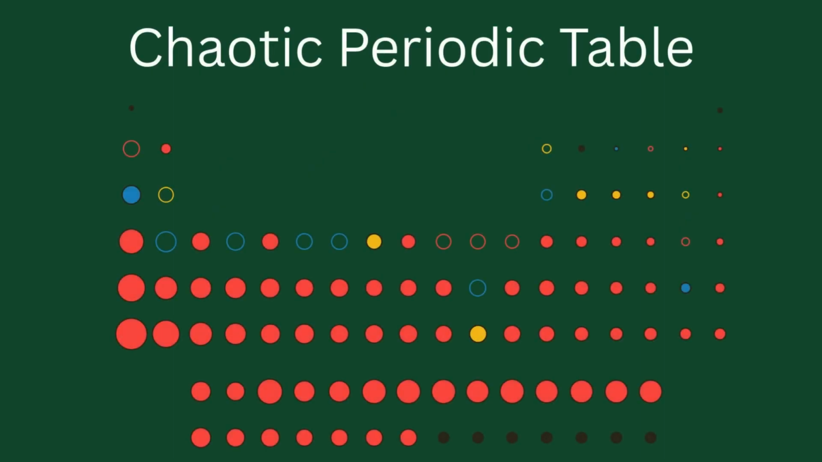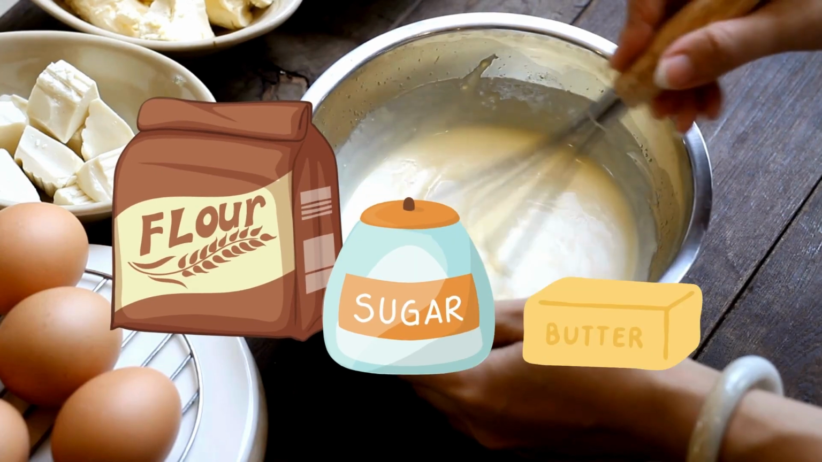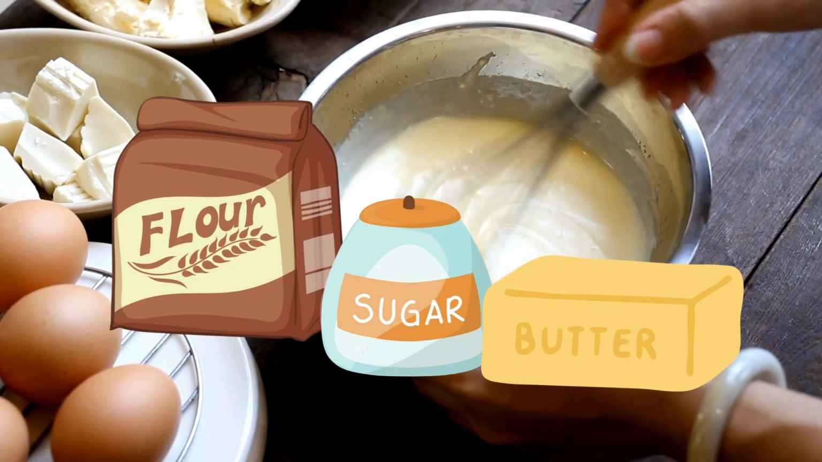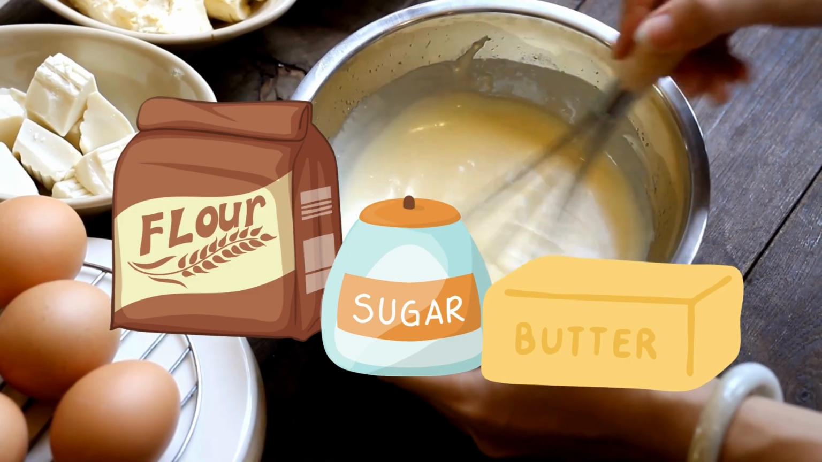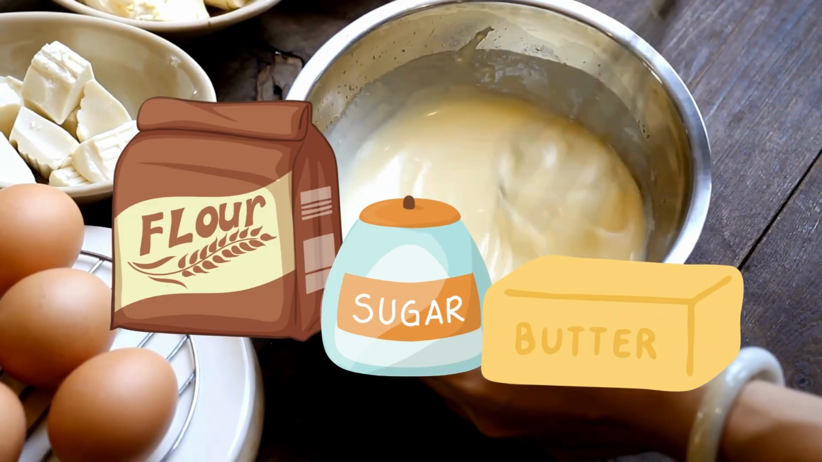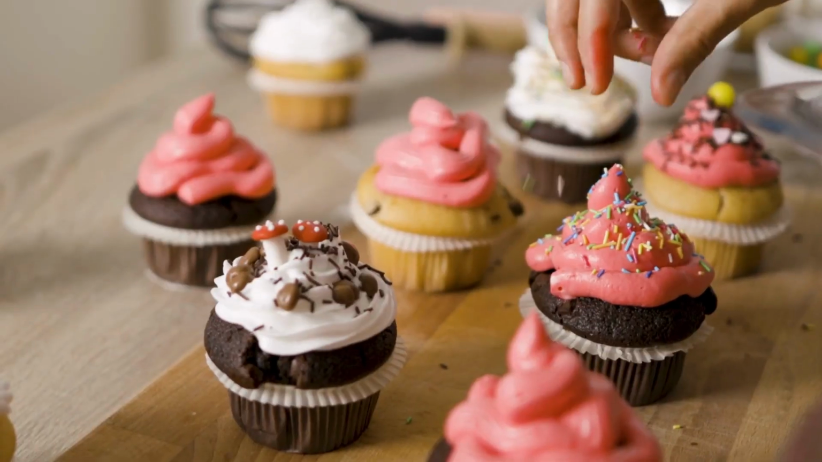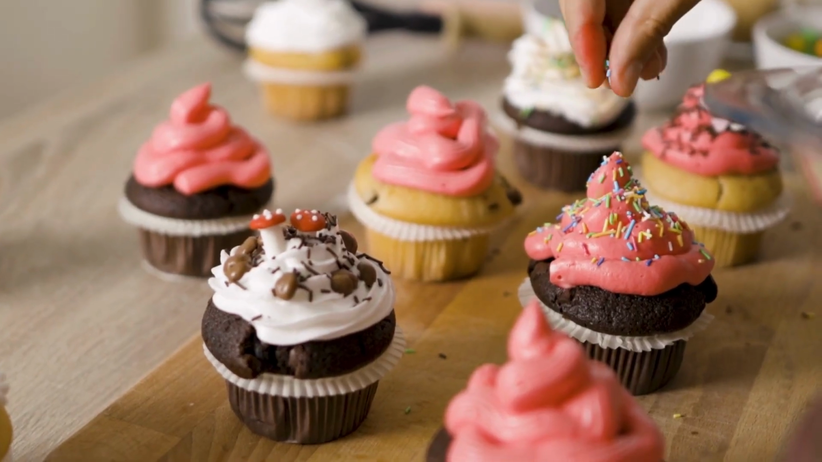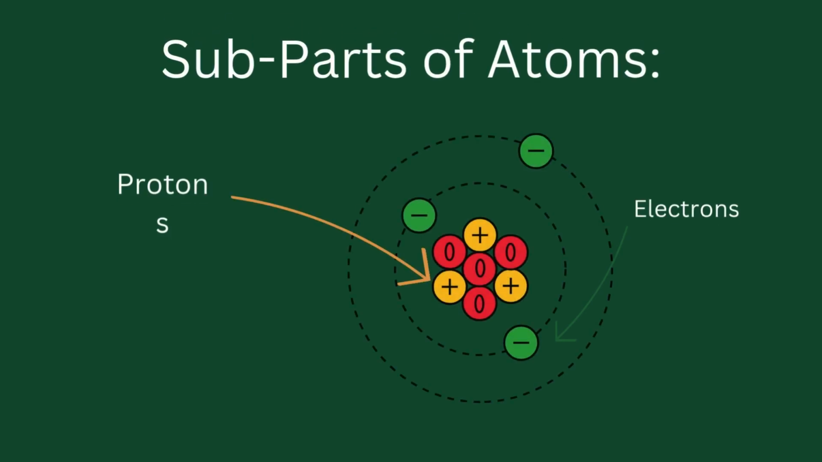Elements found on the periodic table all have the same stuff in them, but in varying amounts. It's like mixing flour, sugar, and butter together in various recipes. Whether you want pancakes or muffins, you're going to be using a different ratio. With atoms, we have 3 subparts to them known as protons, neutrons, and electrons. Depending on how many of each there are, elements gain different characteristics.